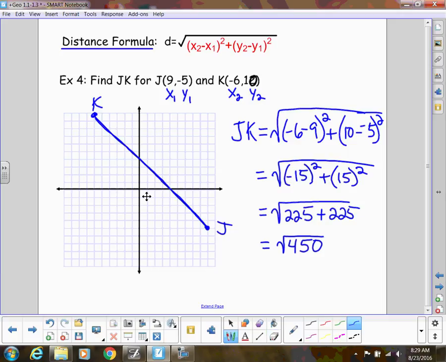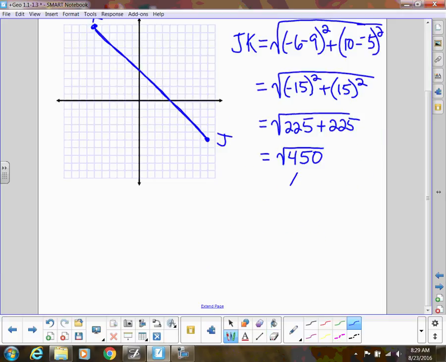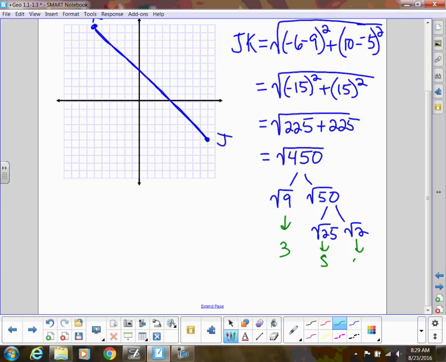And then if we simplify that radical, let's see, I'm thinking 9 for sure. And that would be 50. Oh, I know 50 can be broken down as well. So it would be 25 and 2. So this is 3, this is 5, and then this is root 2. So I have 15 square root of 2 is my distance for JK.